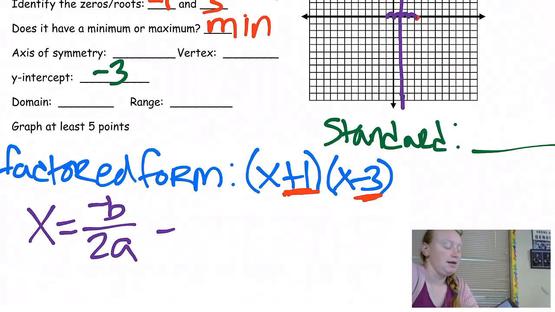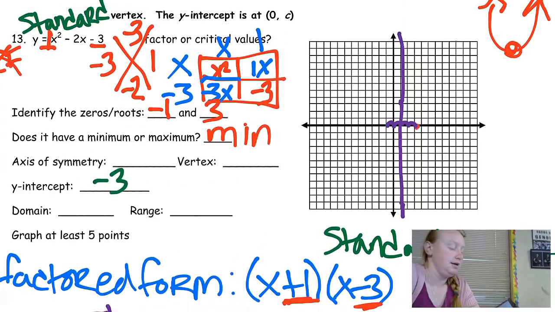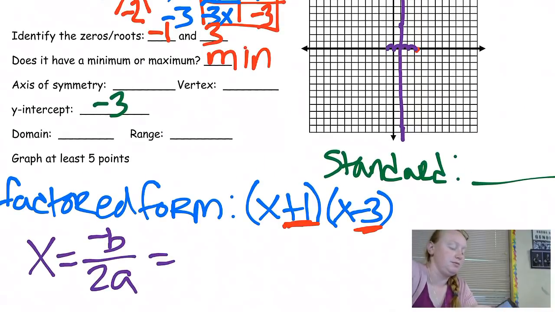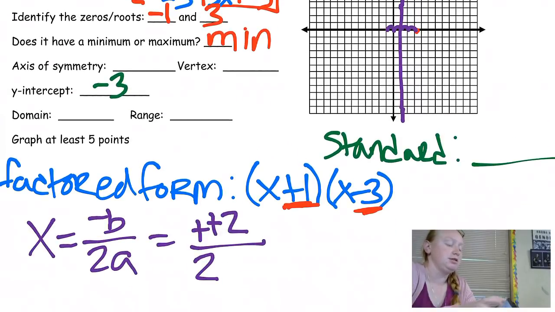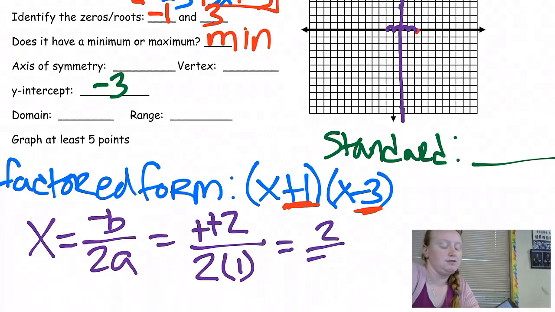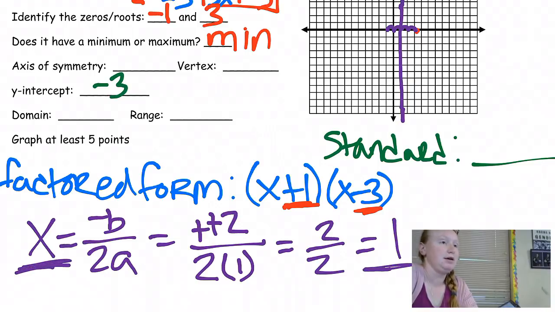Okay, my -b here is going to be negative the middle number, which would be -2. This turns into a positive. All over 2 times my first number, which was just a 1. So I really get +2 over 2, which means I really get 1. If you do not have this x equals somewhere here, you will not get credit for your line of symmetry. You need to make sure it says x equals 1.